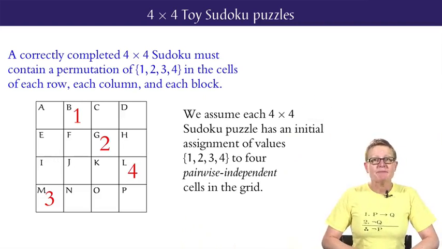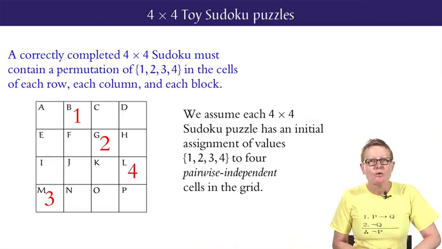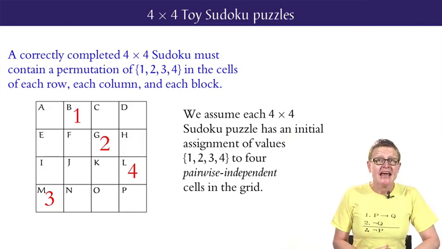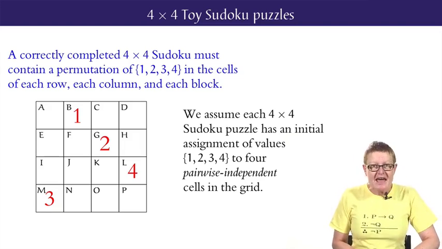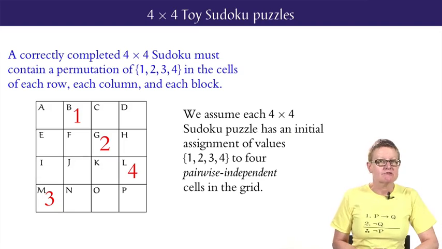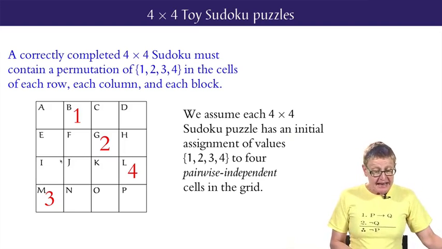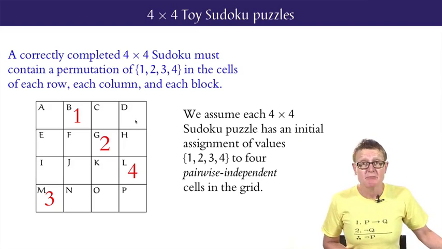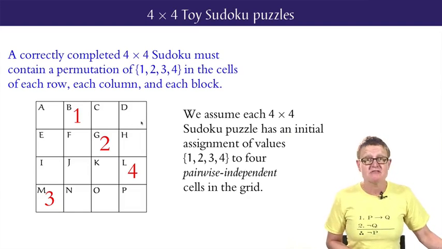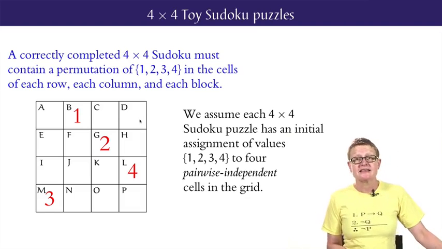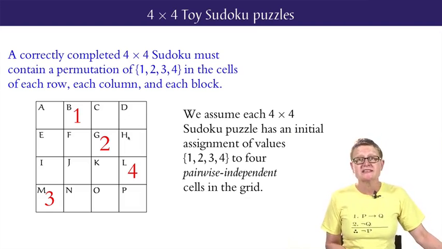To make sure we have puzzles with unique solutions, we will assume that each puzzle has an initial assignment of the numbers 1, 2, 3 and 4 with no repeats to 4 pairwise independent cells in the grid. This will be made precise in a bit. Immediately, looking at this particular puzzle, we can see that cell D must contain the value 3 because there is a 1 in the same row, a 2 in the same block, and a 4 in the same column.